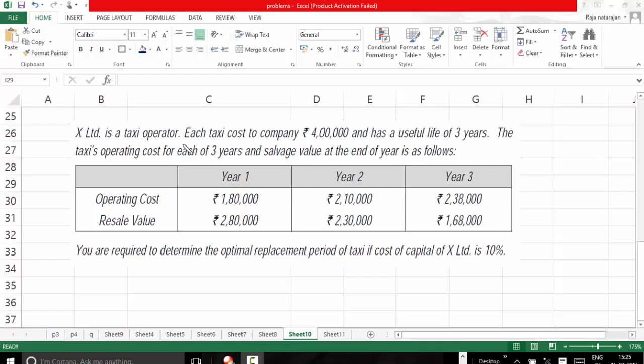X Limited is a taxi operator. Each taxi costs the company rupees 4 lakh and has a useful life of 3 years. The taxi's operating cost for each of the 3 years and salvage value at the end of the year is as follows.